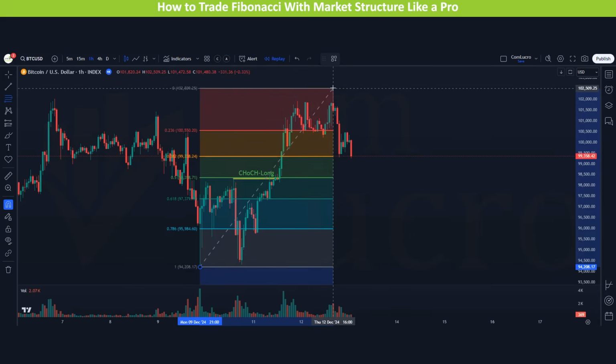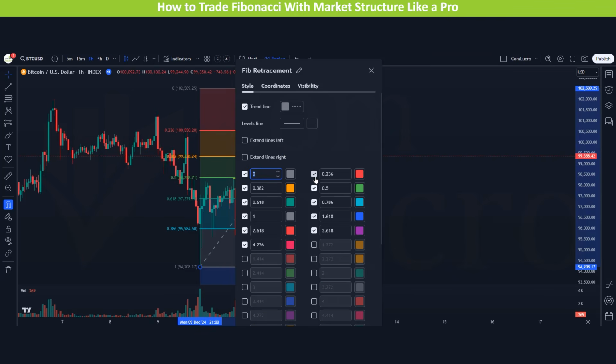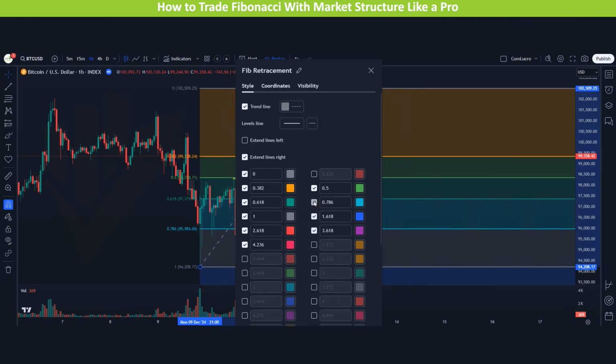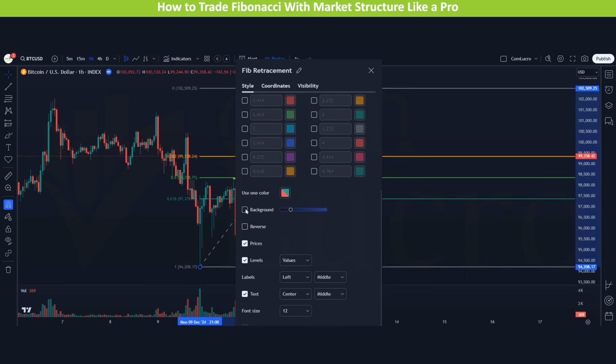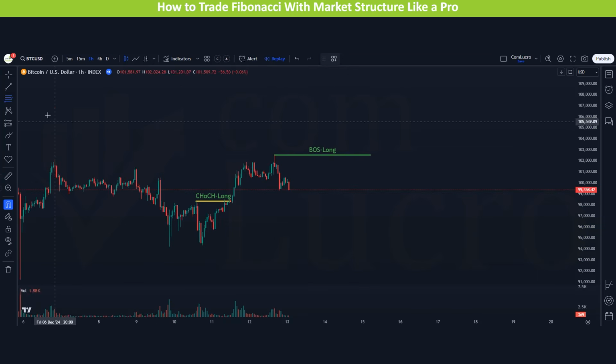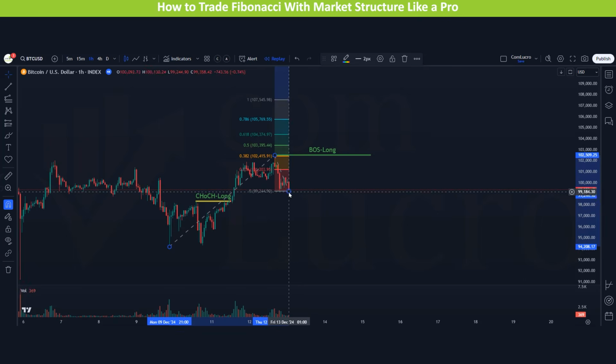Tired of second-guessing your trades? Today, I'm handing you a high-precision strategy that fuses market structure with Fibonacci, so you stop guessing and start spotting powerful setups with real clarity and confidence.